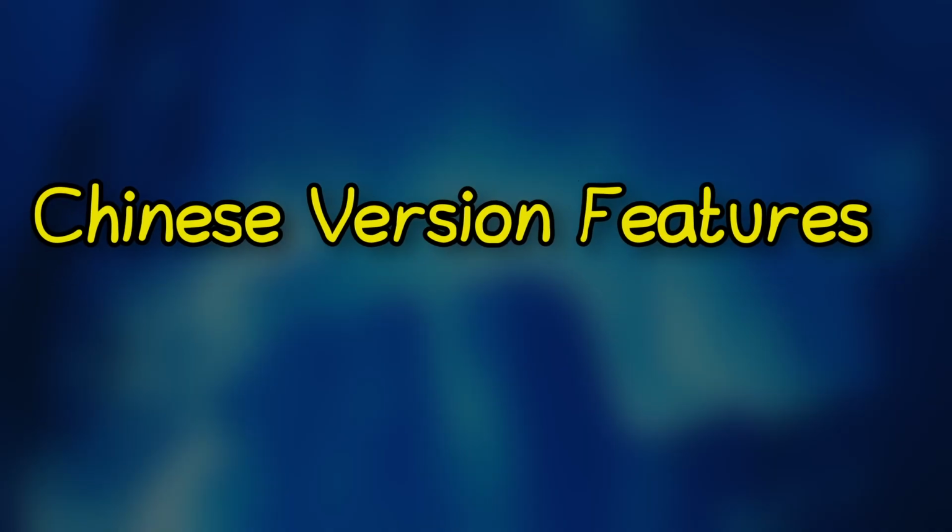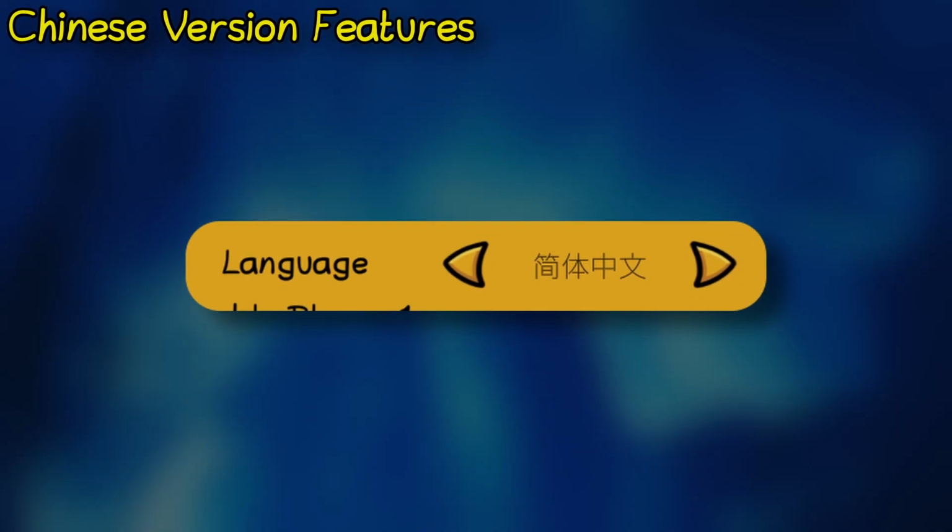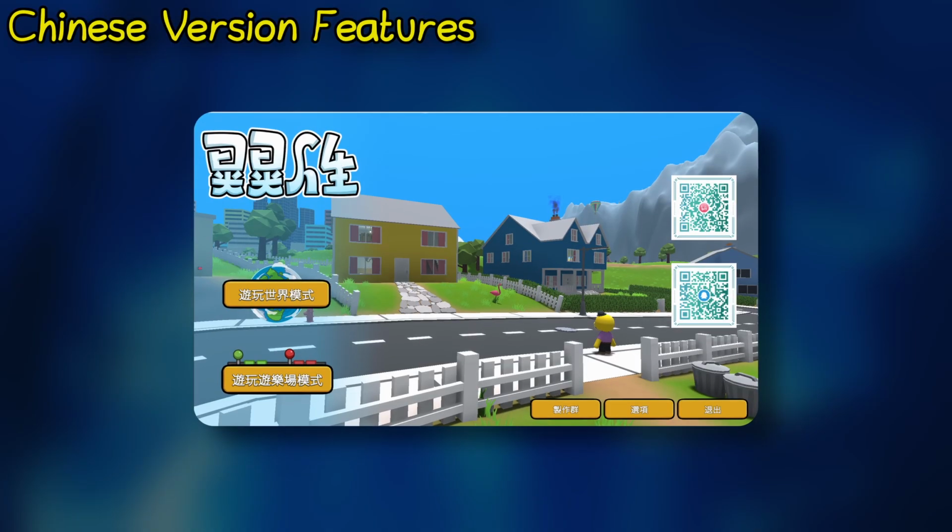Chinese version features. When setting your language to Chinese in Wobbly Life, the main menu actually changes a little bit. It has a whole new logo and 2 QR codes to the Chinese social media pages of Wobbly Life, which aren't really used.